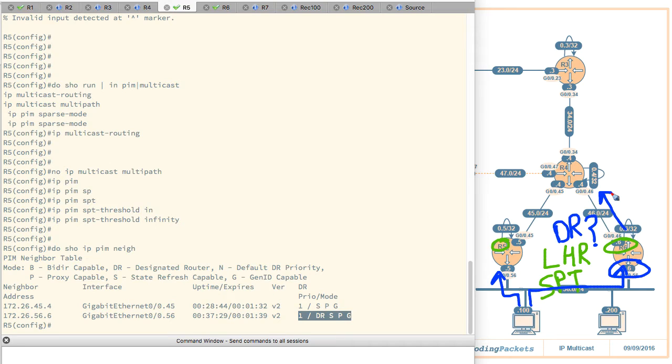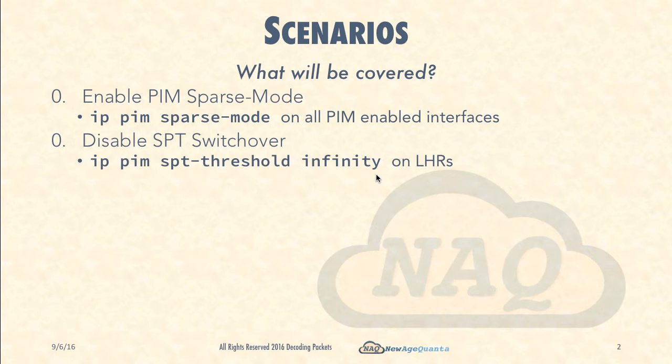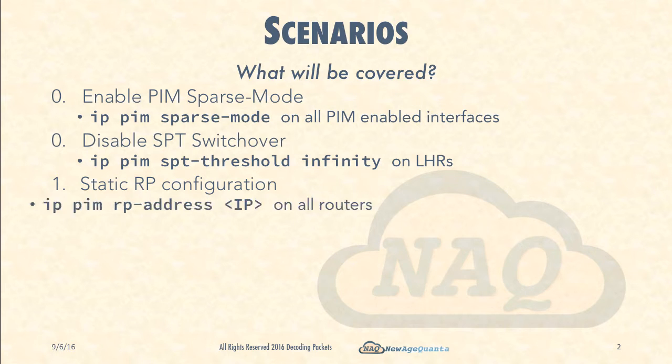So that brings us to the end of, I think, all of the prerequisites. Everything should be working on here. And now let's go and take a look at the actual next scenario. So we have done both of these things. Next is static RP configuration, and this is fairly easy.